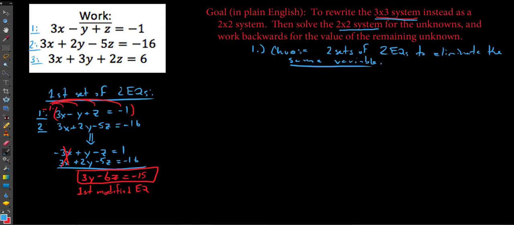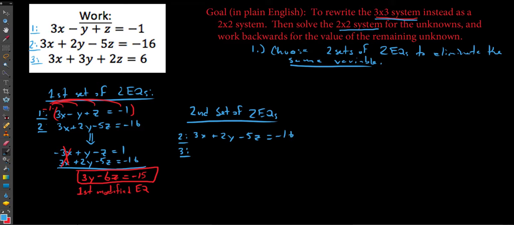So I'm going to write a second set of two equations. I'm trying to stay as organized as possible here. This time, why don't I go with equations 2 and 3, just because it's arbitrary in this case. We have 3x plus 2y minus 5z equals -16. In this bottom equation, we have 3x plus 3y plus 2z, and this is equal to 6.